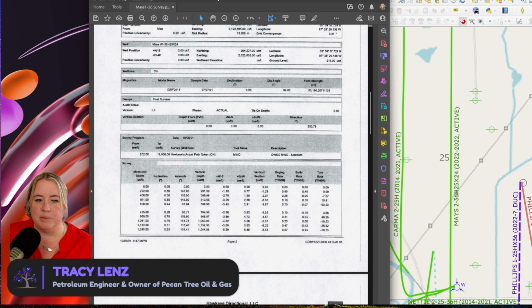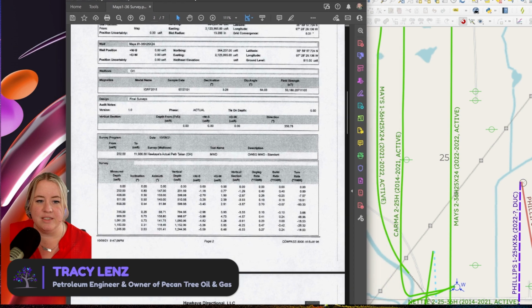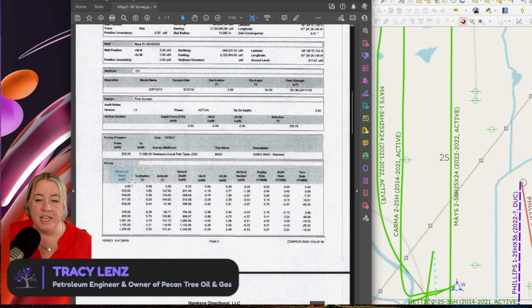You know what? You can't actually see that. That's behind my head. Let me move it to where you can see it. So measured depth, here's the tape measure depth. Here's at 0 feet, everything's zero. At 202 feet down, the tape measure would read 202 feet.